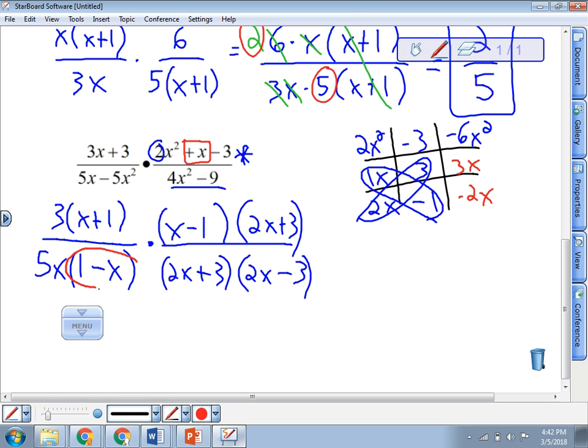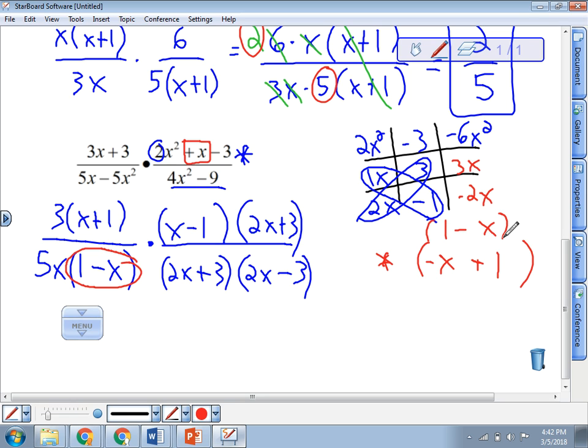I don't like this 1 minus x. Remember, we always want to list the variable first. So over here, I'm going to do that. At first, I'm just going to rewrite it. I'm going to put the minus x first and then plus 1. Again, that's just switching the order. We had 1 minus x. I just flipped the order.